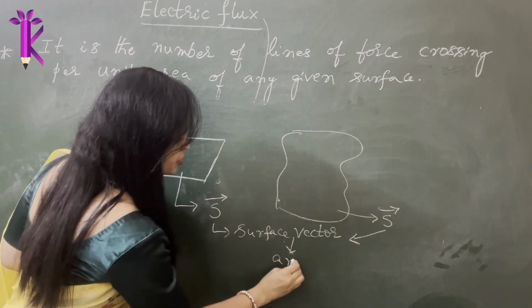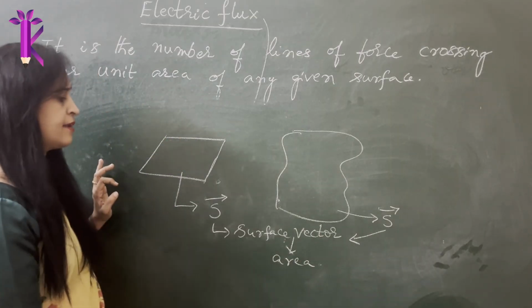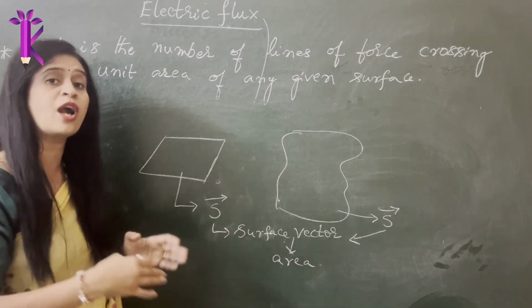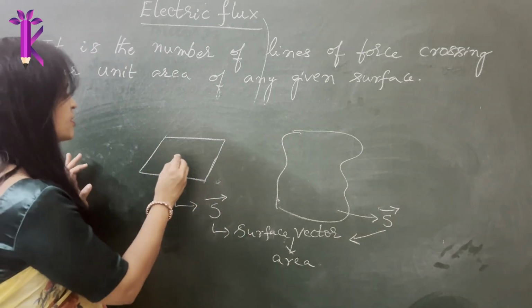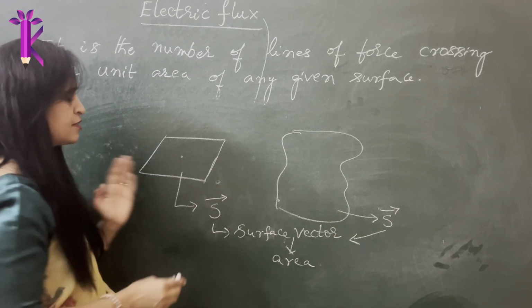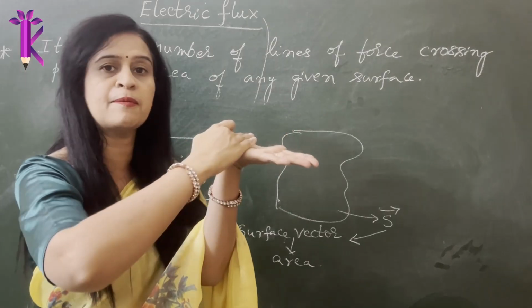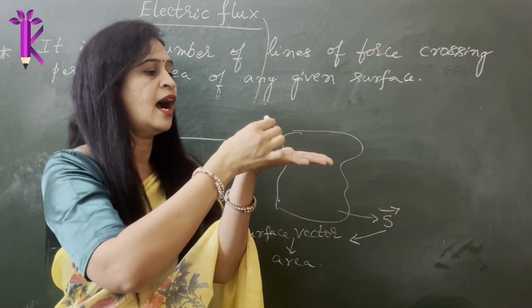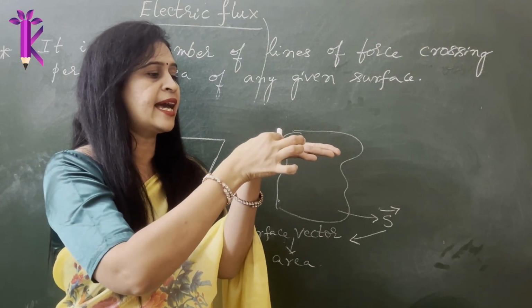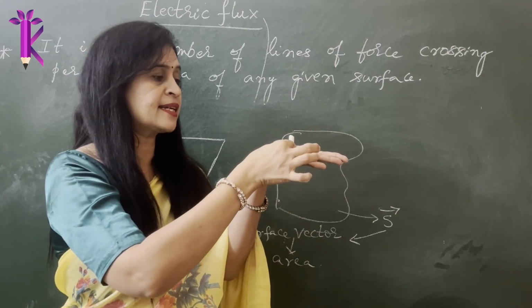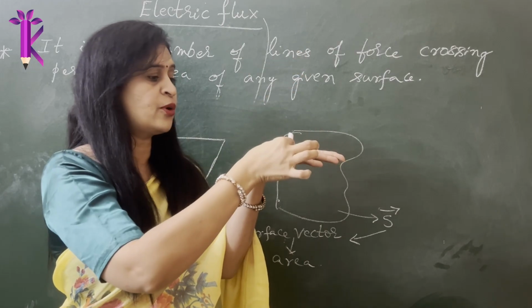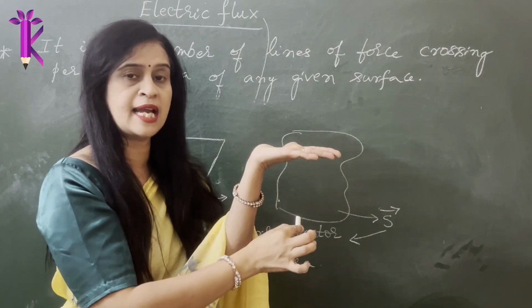Sorry, we have to mention area, so surface area vector. It has both magnitude and direction. So how do we define the direction for a given surface? Imagine this is the surface area. If I have a plain metal sheet like this, how will you define the direction? You define the direction in the perpendicular direction. So there are 2 directions basically, one facing the upward direction, another facing the downward direction.